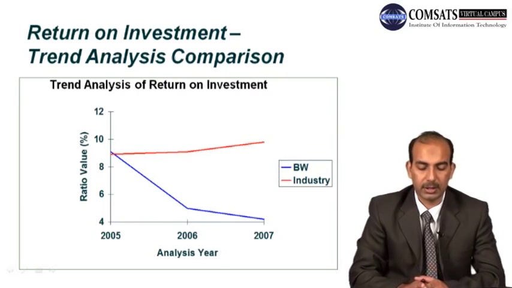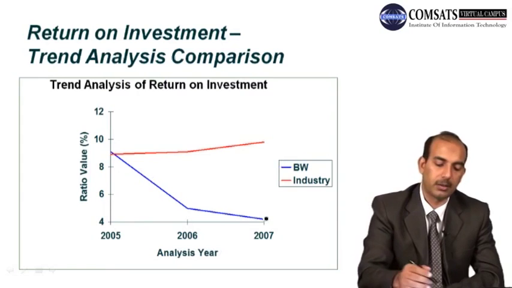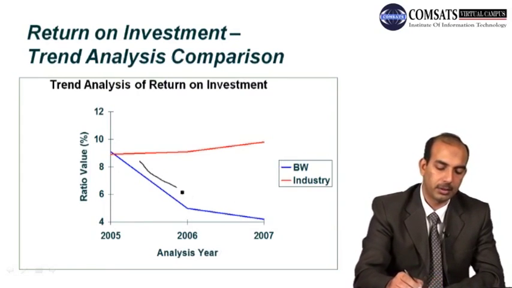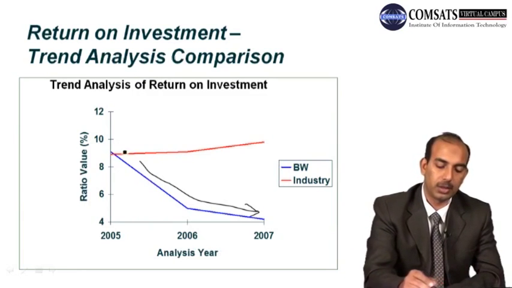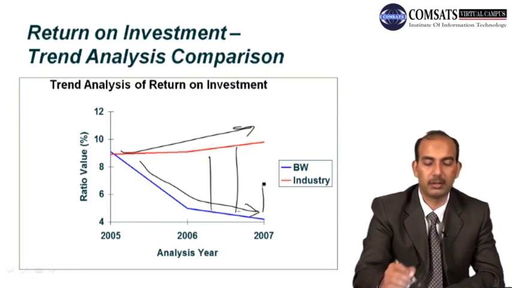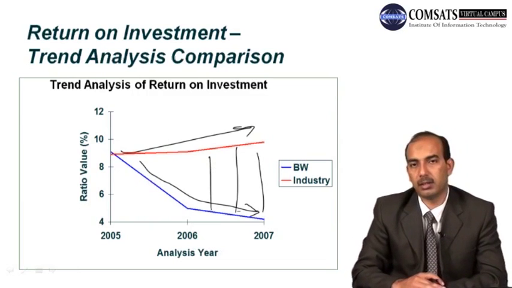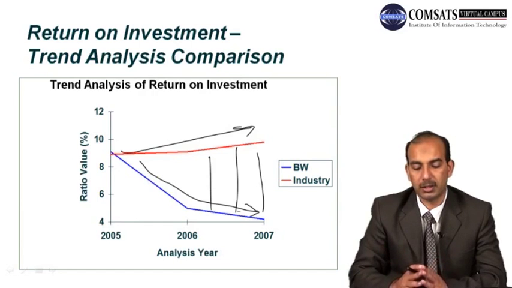And again, if you look at the chart, it's a very much disturbing sign for any financial manager that not only the graph for the firm is reducing or is going downward, but the industry is going upward. And the gap with every passing day is increasing. So these are the worrying signs for a firm to think of their future initiatives.